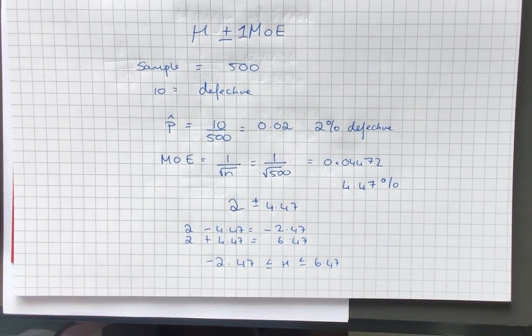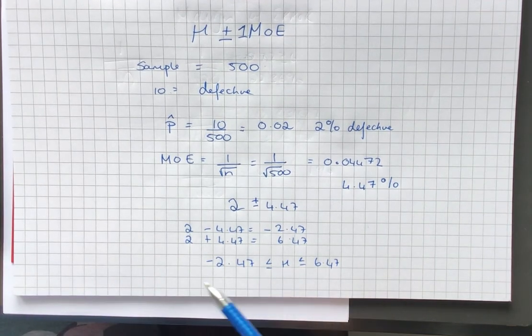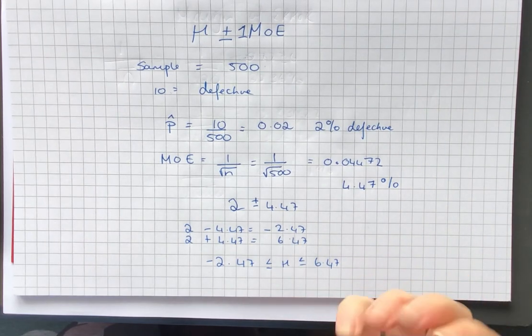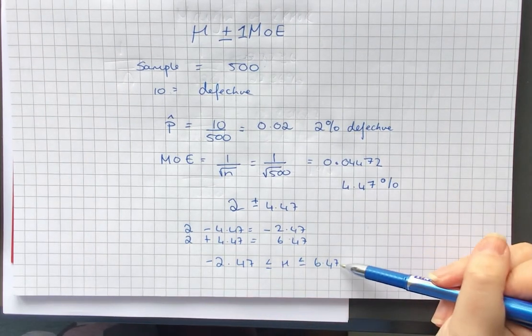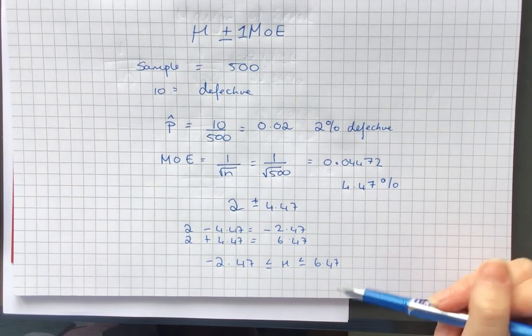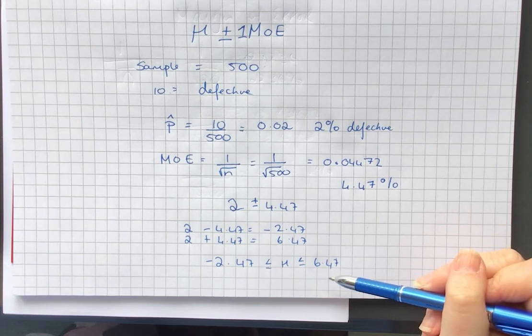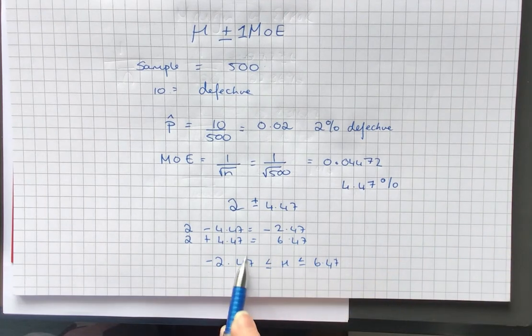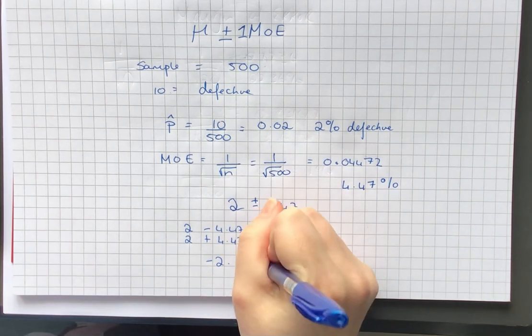So we could say with 95% confidence that between minus 2.47 and 6.47% of all products sampled would be defective. So we would say that we are 95% confident. We're not 100% confident. We're 95% confident that the max number of products that are defective is 6.47, and that the minimum is minus 2.47, and that's a percentage.